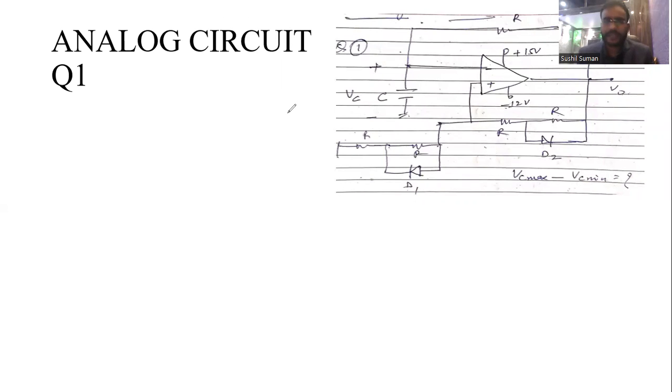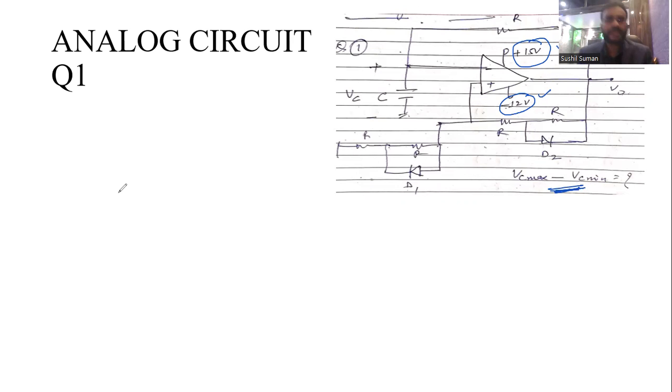As you know that there is a charging and discharging of the capacitance, so this is nothing but your astable multivibrator. Here the astable multivibrator has a maximum output potential of plus 15 volt and minimum of minus 12 volt. So you have been given the output potentials of your square wave, and we have to find the capacitor voltage, that is, VC max minus VC minimum equal to what?